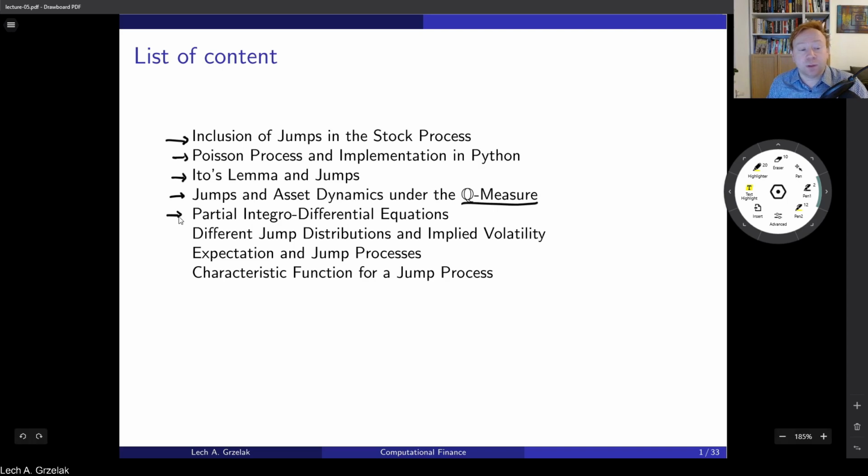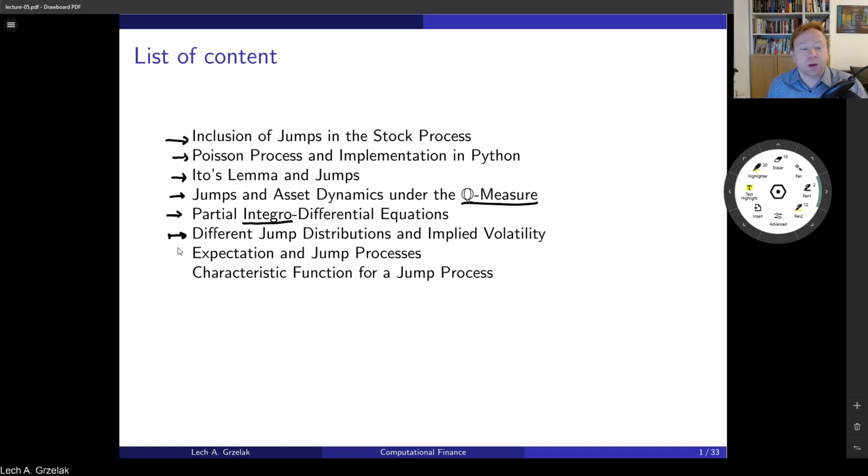Once we have a jump in a model, we no longer have a pricing PDE, a partial differential equation, but we have to deal with a PIDE. So inclusion of jumps into pricing always introduces an additional integral term. Essentially, this additional integral will be present in the pricing PDE. At this point, we will discuss what kind of distributions we can choose for jumps, and what the impact of those distributions is on different implied volatility shapes.